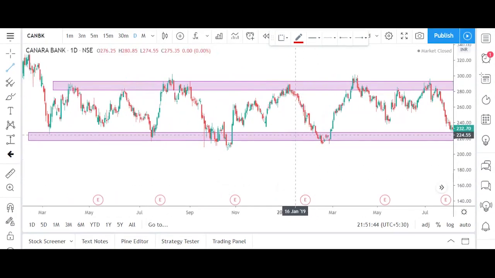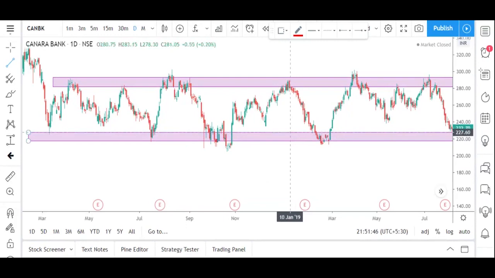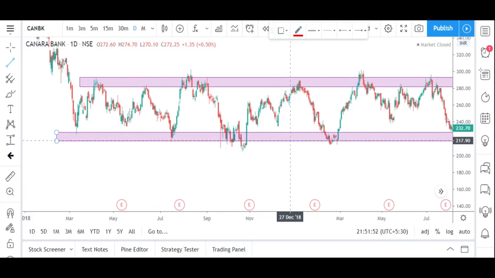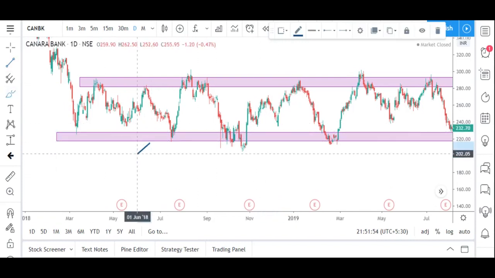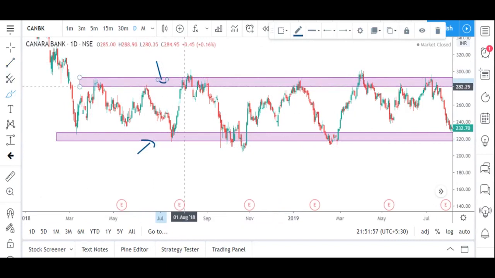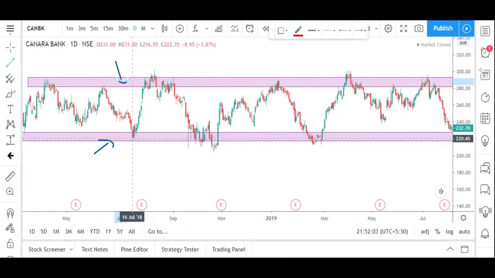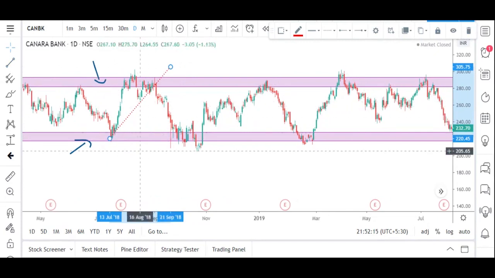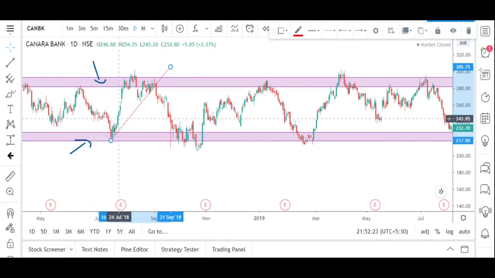So guys, now I have taken the Canara Bank stock chart here so that I can explain the sideways market, how we take trades in a sideways market. This is our support region and this is our resistance region where the price breaks out. Let me draw a trend line here. Draw the trend line properly. This is a pullback, a swing or the pullback, what we call it.